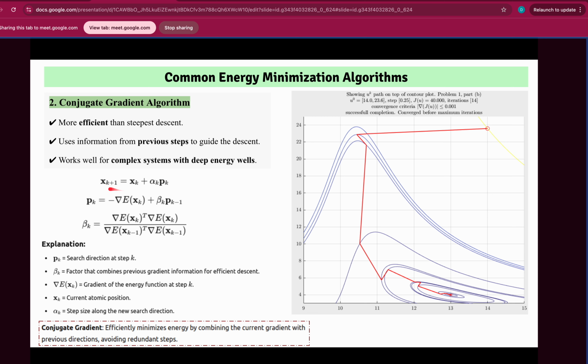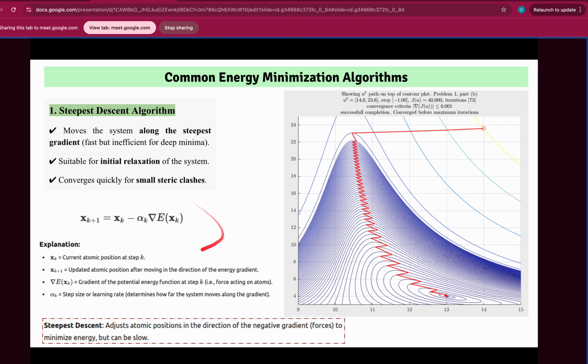And this is the equation. The position at step k plus 1 is equal to xk plus alpha k pk. Initially, in place of pk we had the partial derivative of E at xk. Now we'll see what this pk means. pk is the search direction, because it is telling you the direction. In this case, this direction will be the negative partial derivative of energy at xk plus beta k pk minus 1.